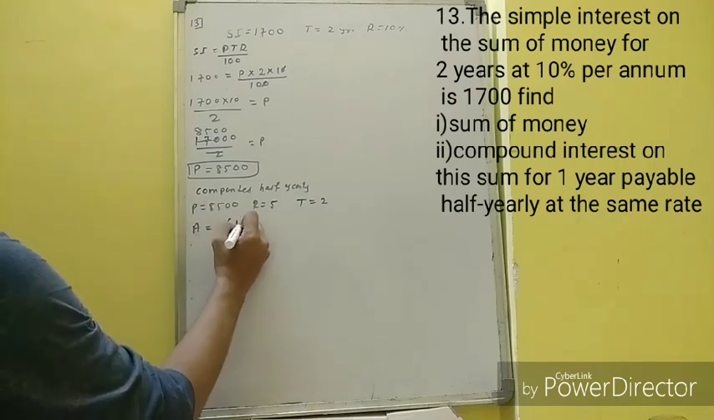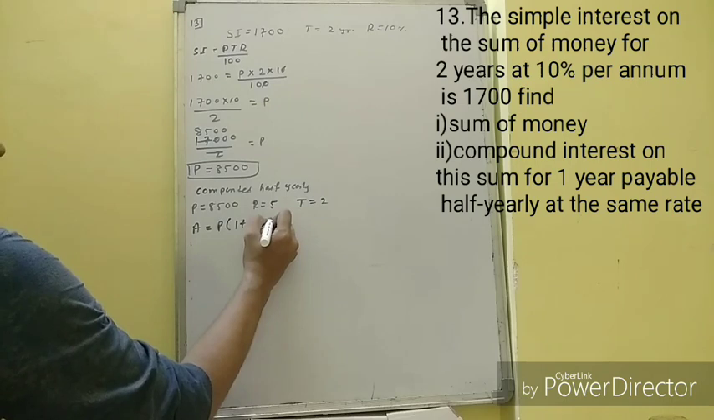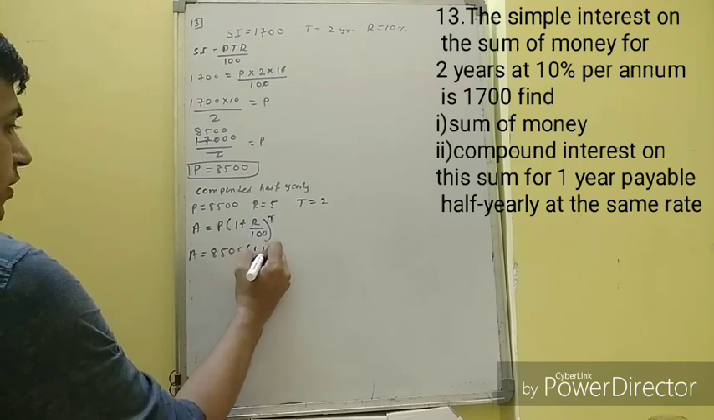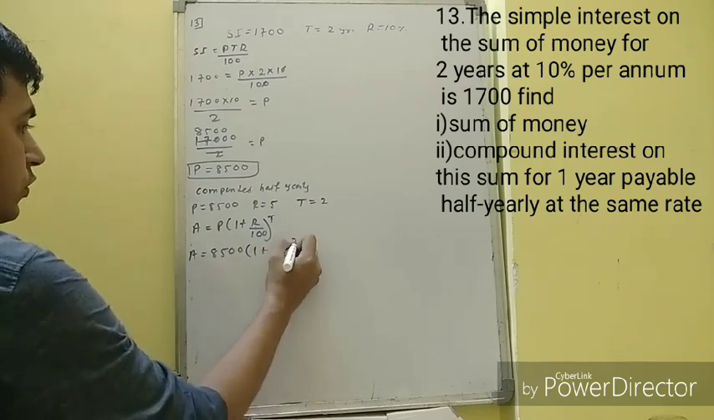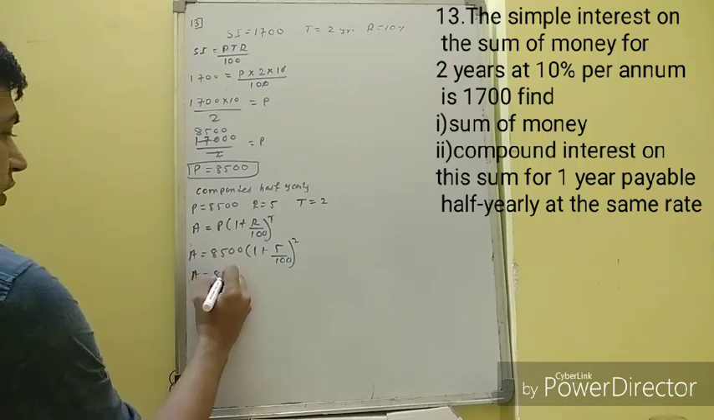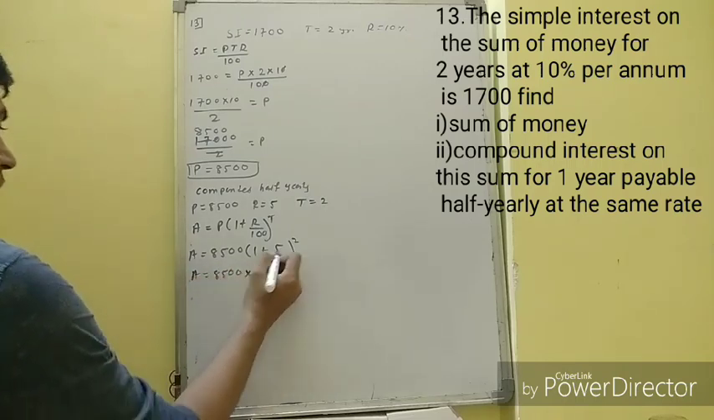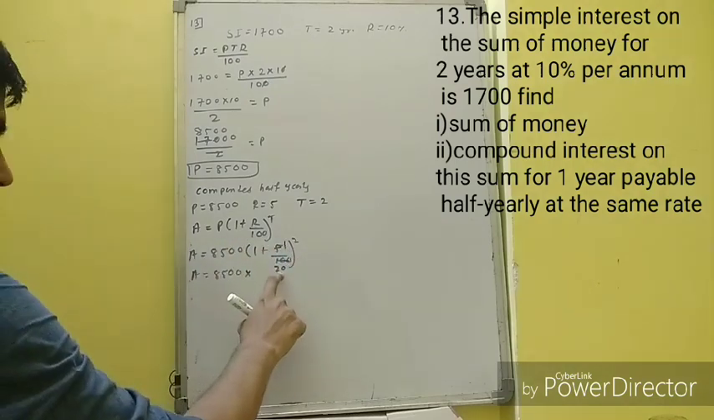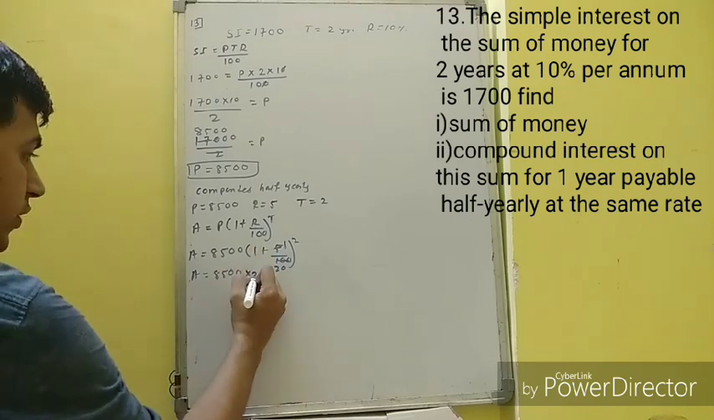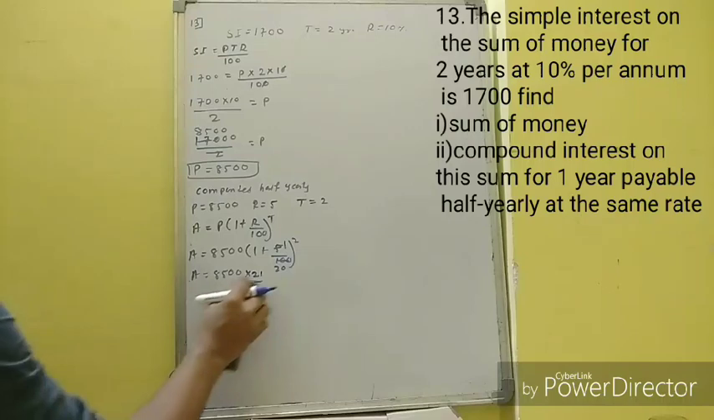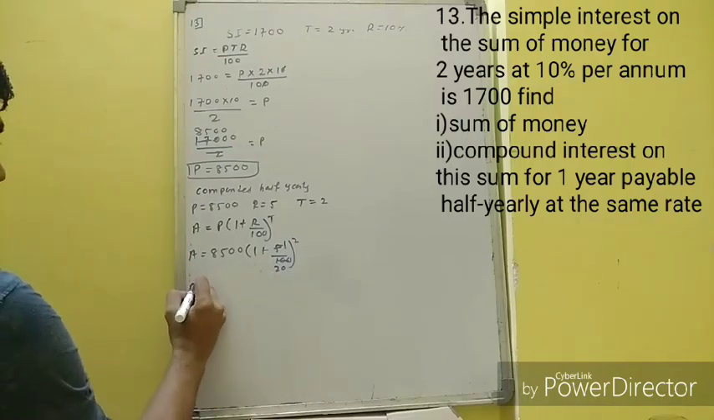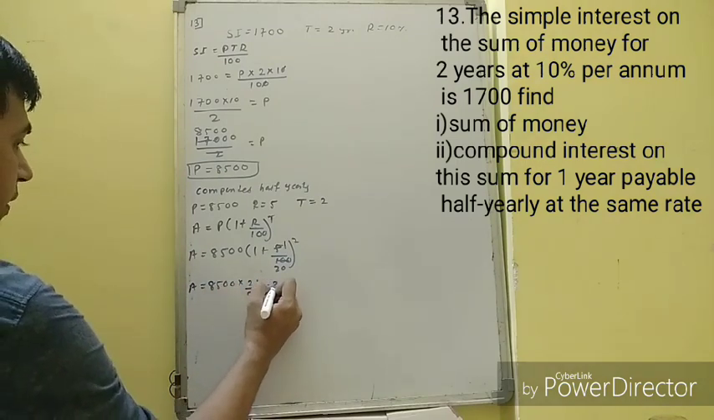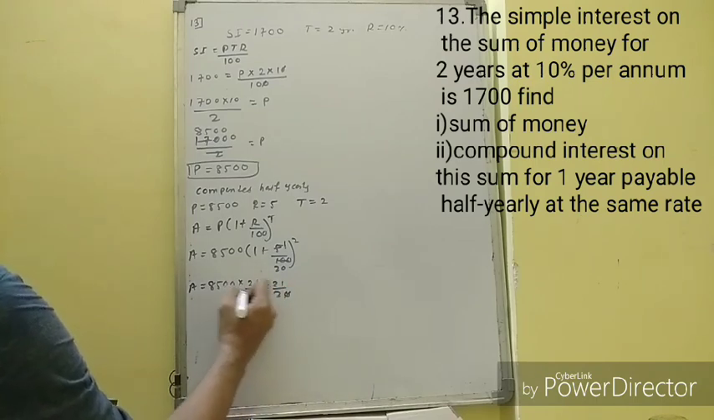So amount is equal to P into 1 plus R upon 100 raised to T. Amount is equal to 8,500, 1 plus 5 upon 100 raised to 2. Amount is equal to 8,500 multiplied by 5 ones are 5 20s. Okay, so when we cross multiply, 20 ones are 20 plus 1, it is 21 upon 20. So amount is equal to 8,500 into 21 upon 20, 21 upon 20, 0 and 0 cancel.